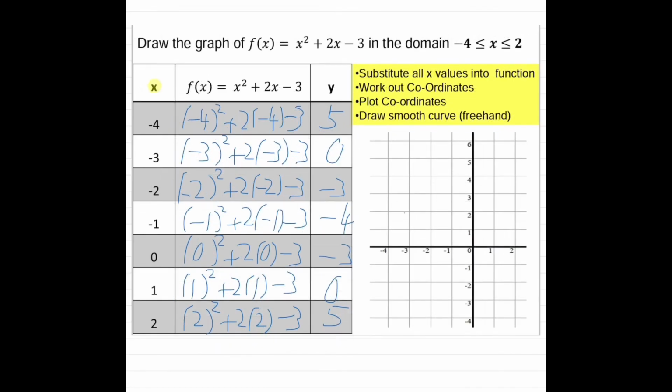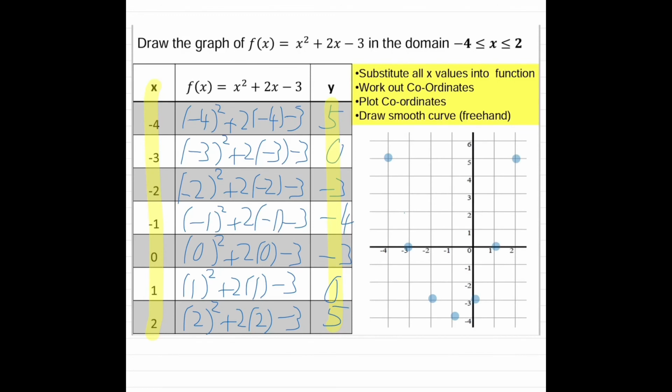So now, here are our x values, here are our y values. So now let's simply plot these and we can draw in our curve. So the first one we have minus 4 and 5. Then minus 3 and 0. Minus 2 and minus 3. Minus 1, minus 4. 0 and minus 3. 1 and 0. And then 2 and 5.